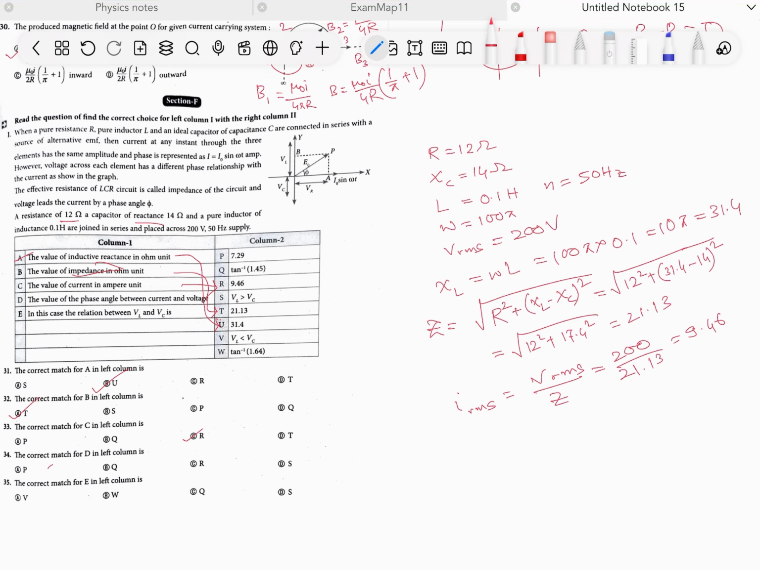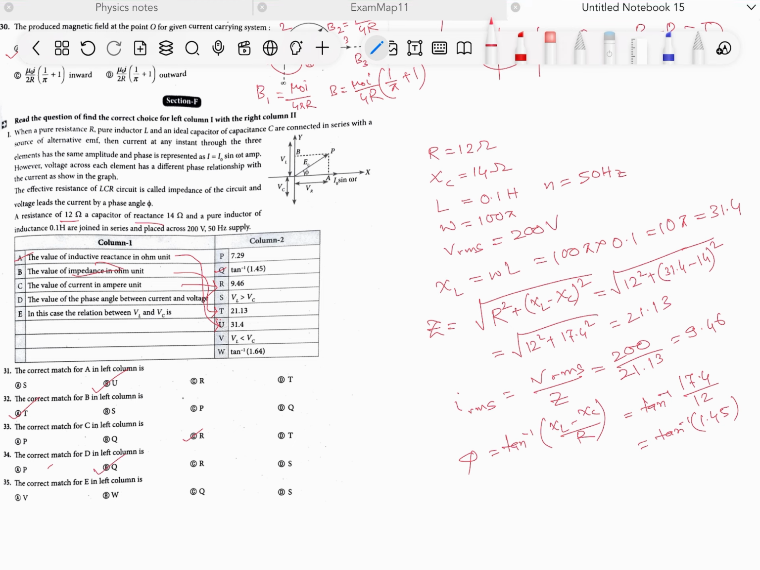Question number 34 is the value of the phase angle. Phase angle phi equal to tan inverse of (X_L minus X_C) by R. So that means tan inverse of 17.4 by 12, which is tan inverse 1.45. So option Q is the correct option for 34.